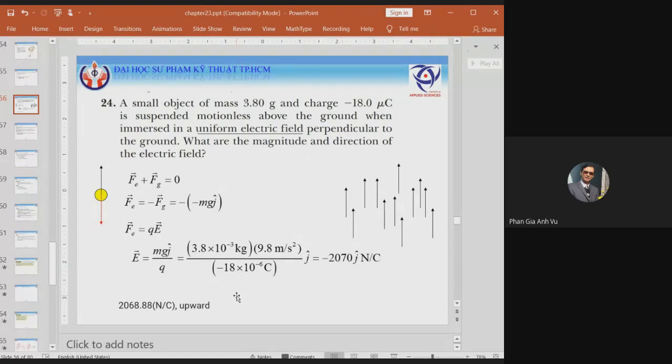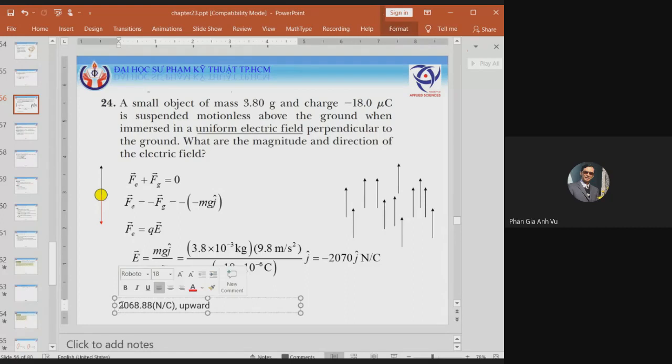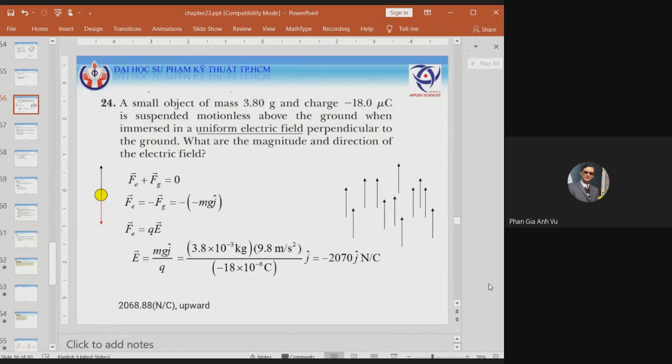Okay, can you see that I rounded the value here in the answer? 2068.88 is rounded so that I get only 3 significant figures. One is the number 2, the second is a 0, and the third one is 7. The last 0 here isn't significant. Okay, so this is for this example. Do you have any question? Yes or no?